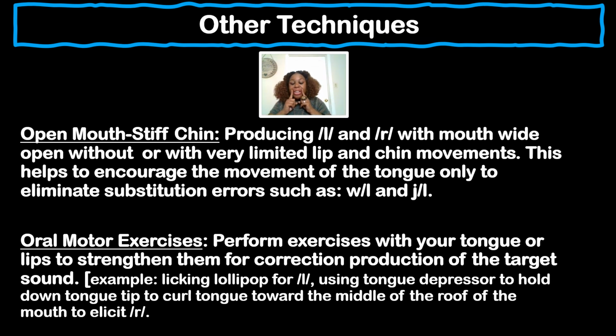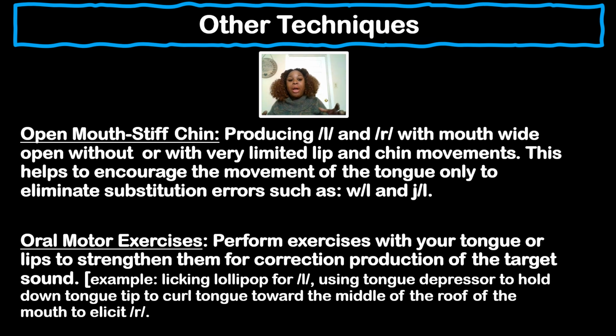They're activating the movement of their lips a little bit too much, to where it's getting in the way of how the tongue needs to move. They're not activating any type of tongue movement at all. The chin is moving too much, the mouth is moving too much. So to prevent those two things from happening, I use a technique that I call open mouth, stiff chin.